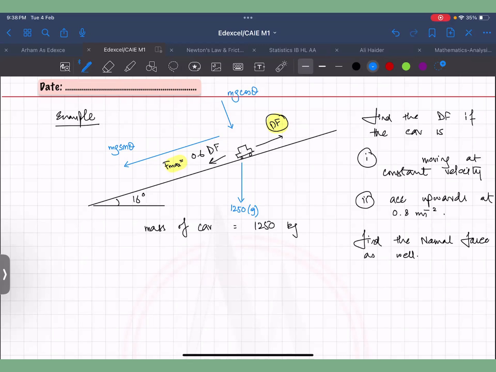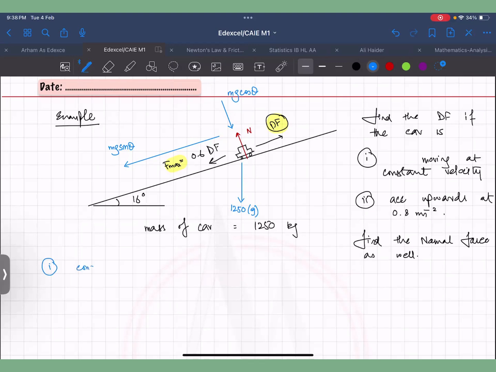And there would also be one more force, which would be the normal contact force, exerted by the floor on this car. Normal contact force, N. These are all of the forces you have identified. The normal contact force would be perpendicular to the plane. So now the first case, we have to find the driving force if it is moving at constant velocity.